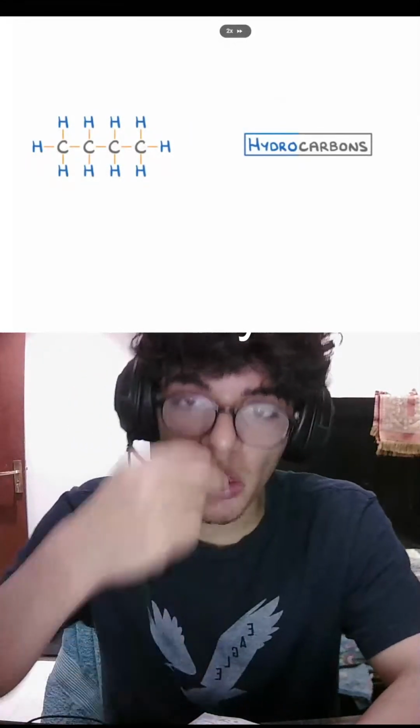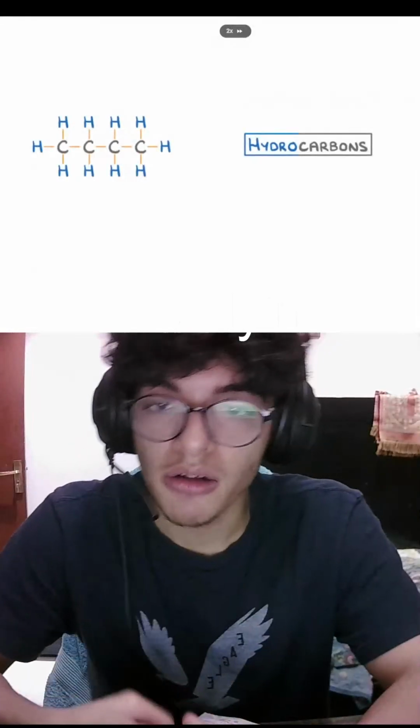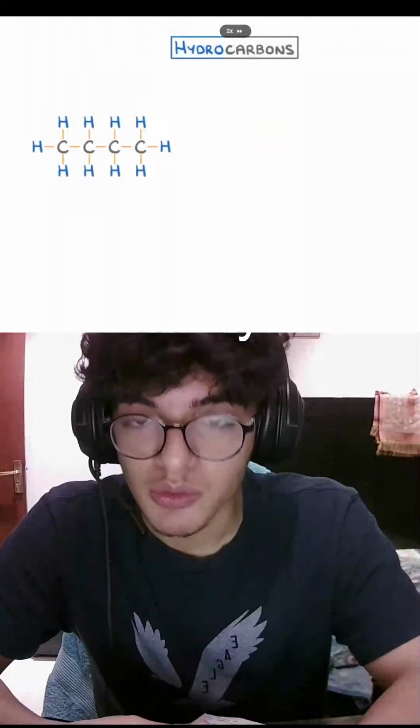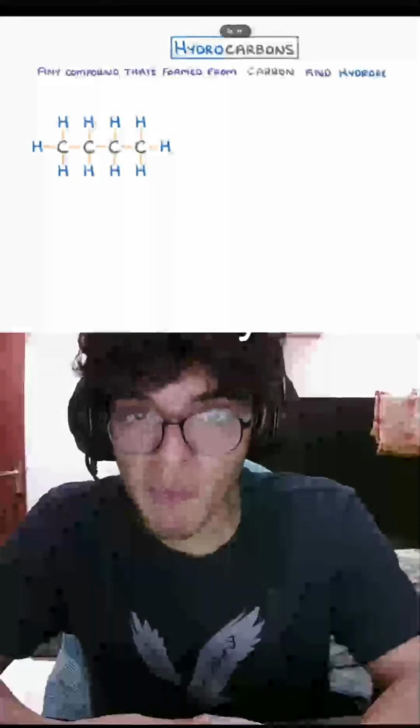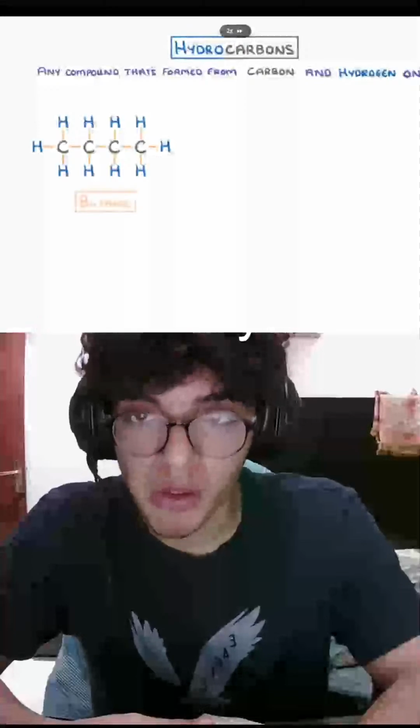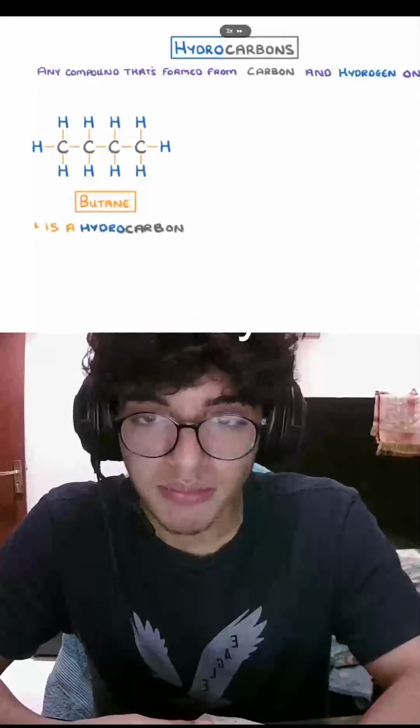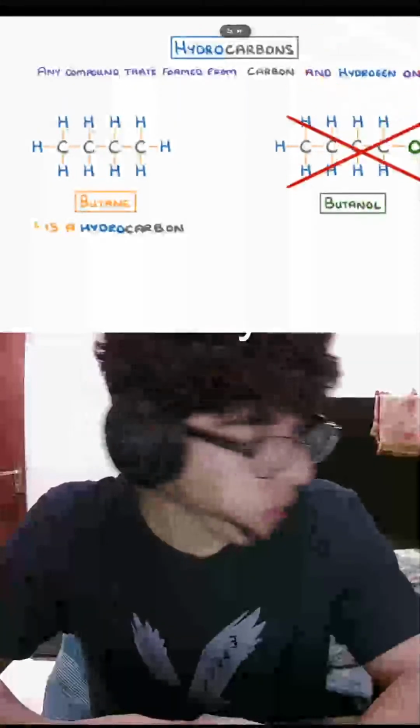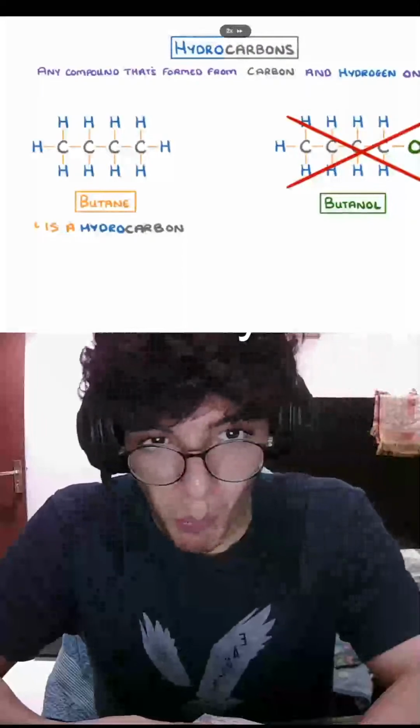Now, lots of molecules only contain these 2 elements, and we collectively refer to all of these molecules as hydrocarbons, which we can define as any compound that's formed from carbon and hydrogen only. So this molecule, which is called butane, is a hydrocarbon, but this similar molecule, called butanol, isn't a hydrocarbon, because it also has an oxygen atom.